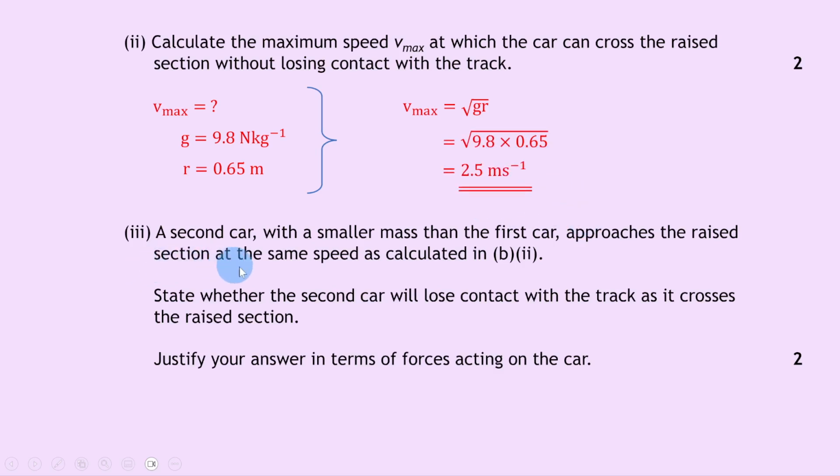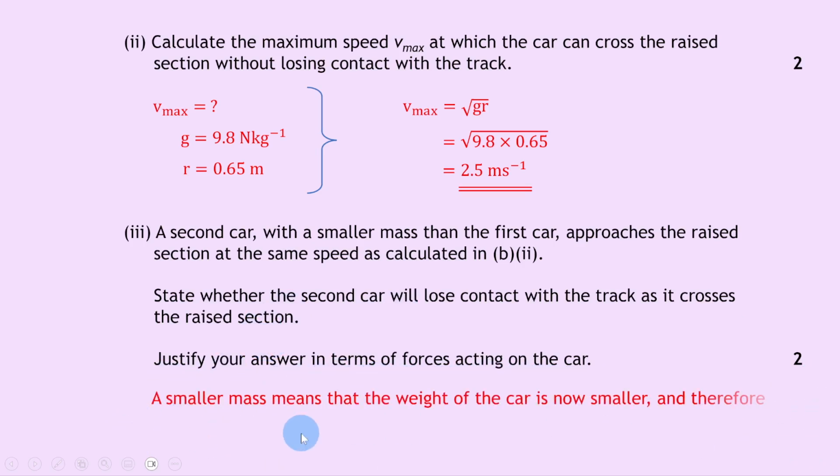Lastly, B part 3 says a second car with a smaller mass than the first car approaches the raised section at the same speed as calculated in B part 2, so that's the 2.5 meters per second. State whether the second car will lose contact with the track as it crosses the raised section. Justify your answer in terms of forces acting on the car, and there's 2 marks available for this.